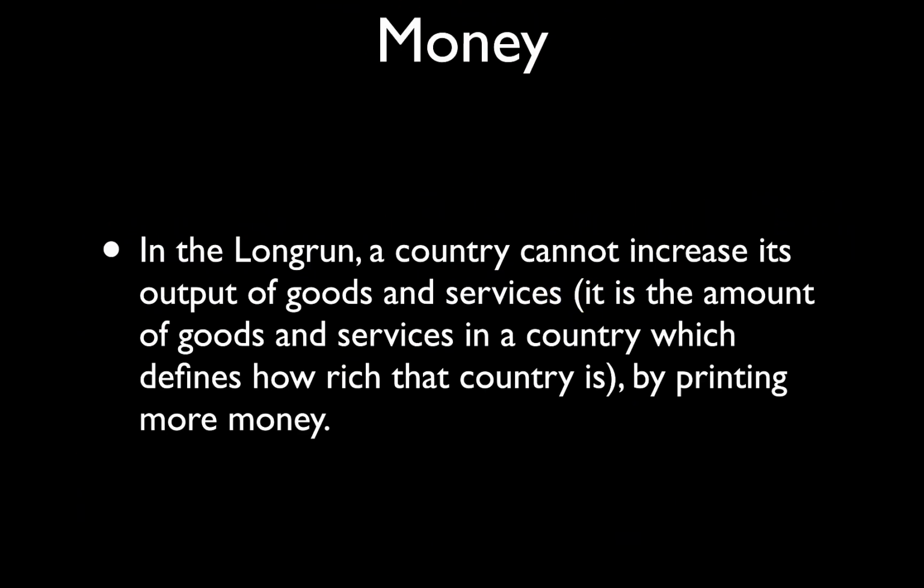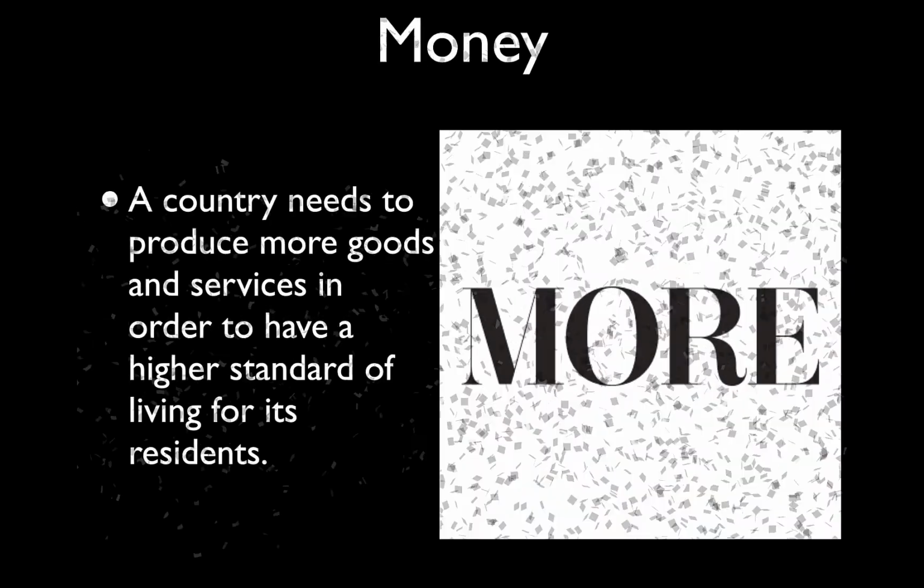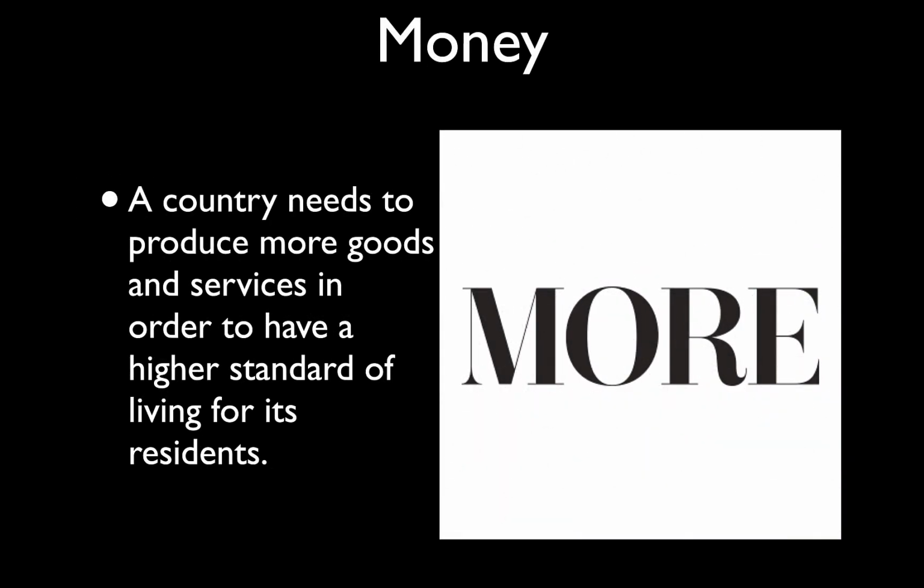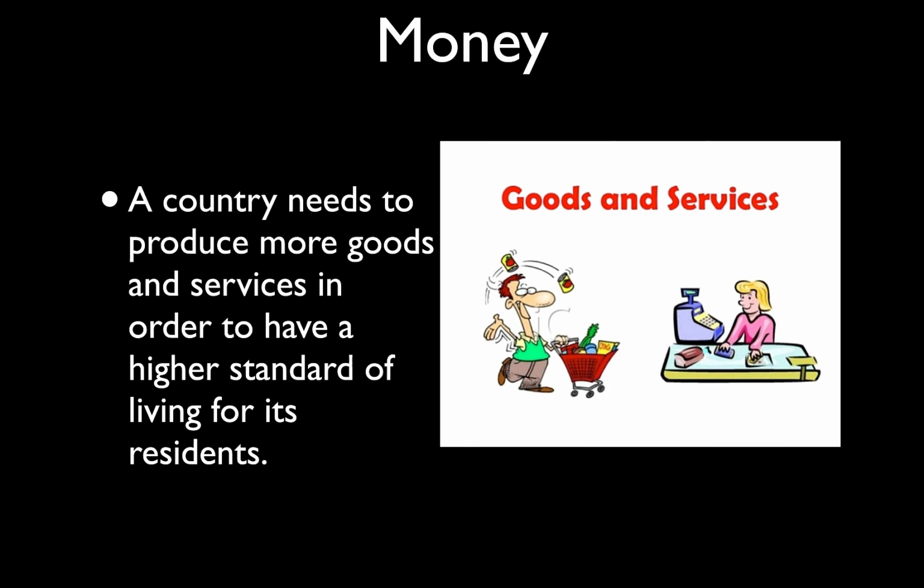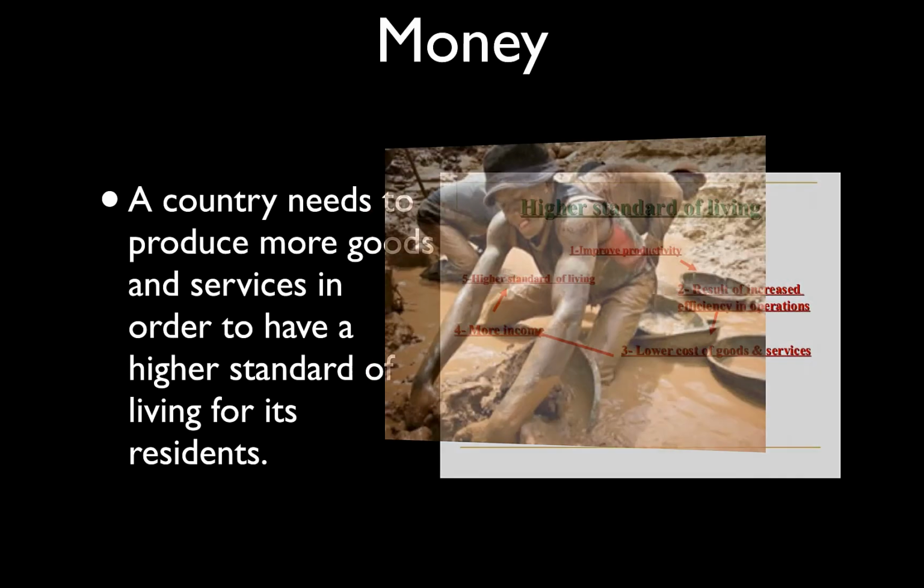In the long run, a country cannot increase its output of goods and services, which defines how rich a country is, and thereby increase our consumption, by printing more money. And that is true in the long run. A country needs to produce more goods and services in order to have a higher standard of living, to consume more for its residents.